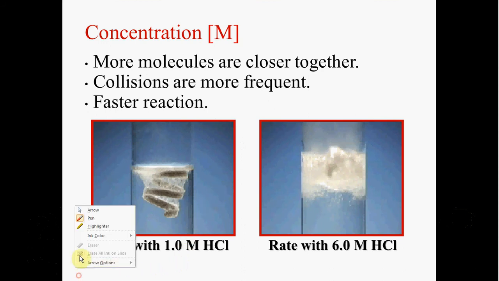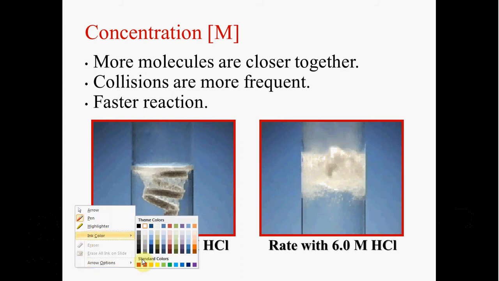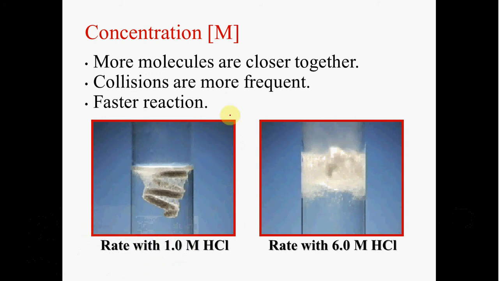Concentration. We know that increasing concentration also increases rate. Anytime we want a faster reaction, we know that we can increase the molarity of our acid, or for a gas, we would be able to decrease the volume of the container. If the molecules are closer together, then they're going to collide more frequently. You're going to get a faster reaction.